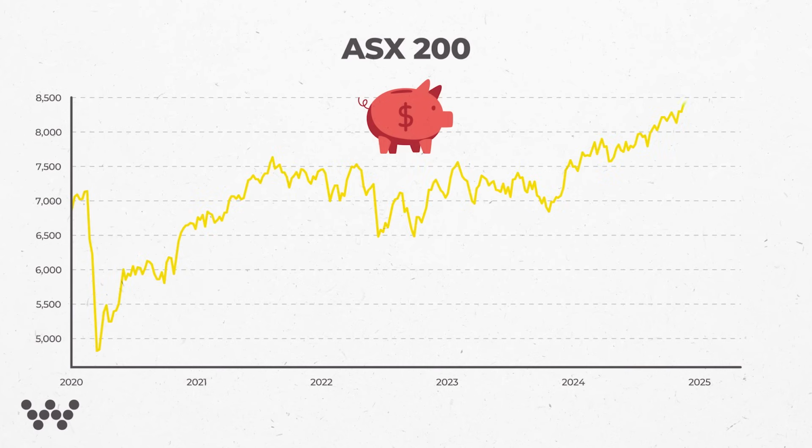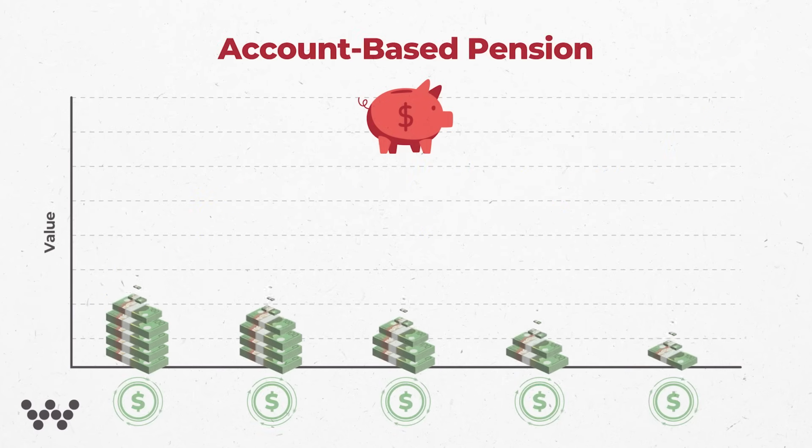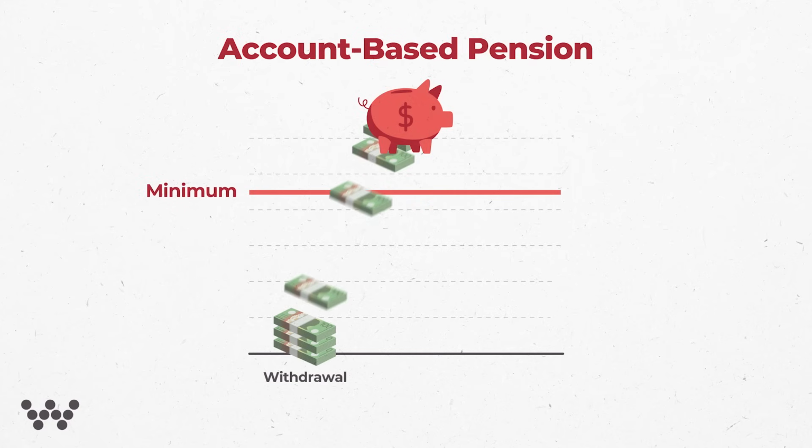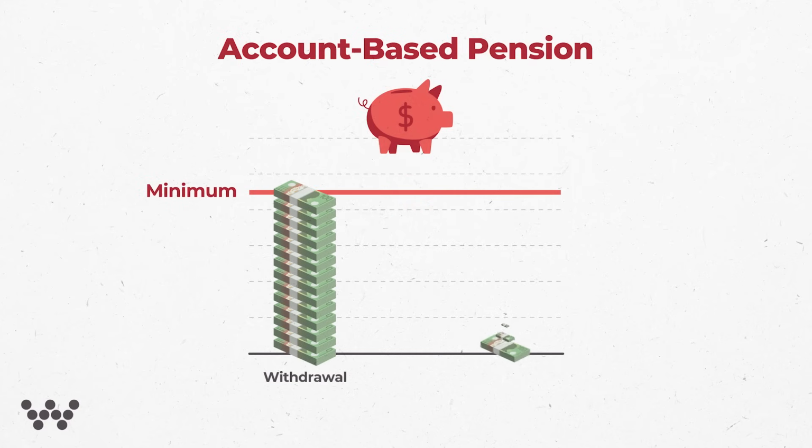Now let's switch over to the downsides. And we discussed this in the introduction, and that is that an account-based pension is market-linked. That means your income will only last as long as your investments and as long as your assets continue to grow. You are forced to draw a minimum income each year, and I'll talk about that in a second, which means sometimes you're forced to take more money out of superannuation than you're spending.